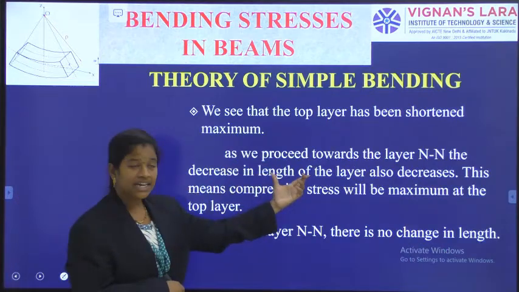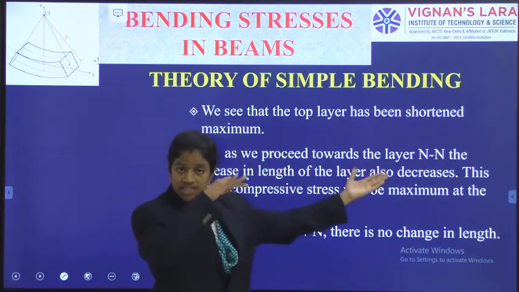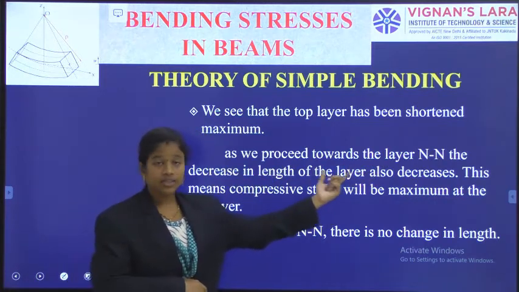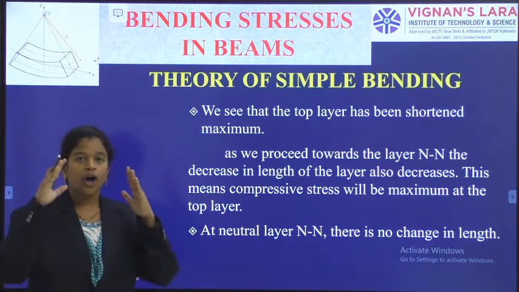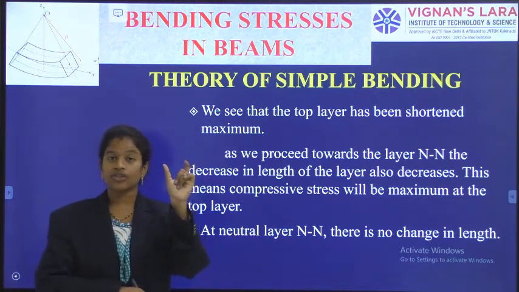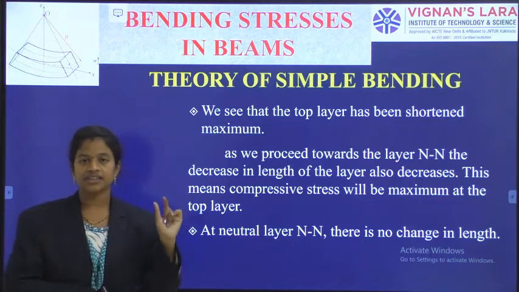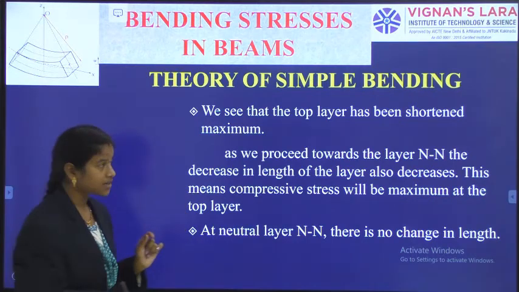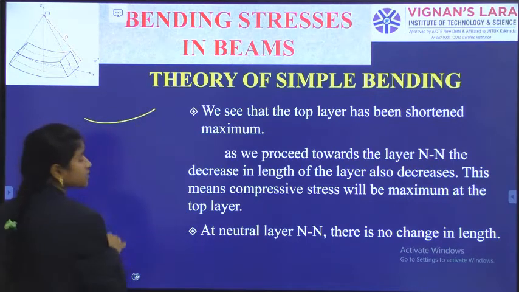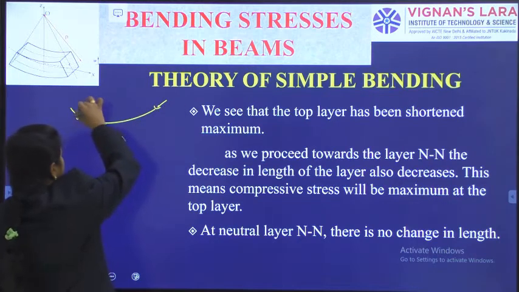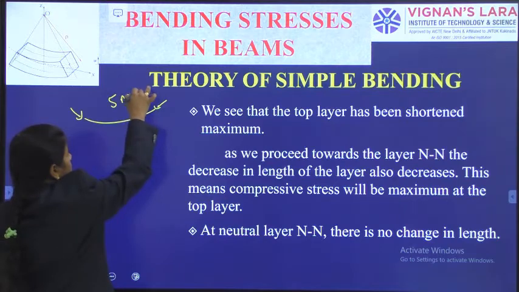As we proceed towards the neutral layer, NN, the decrease in the length of the layer also decreases. At the top, I am having a reduction in the length of 5 mm. Maybe after some time 4 mm length decrease, 3 mm, 2 mm, 1 mm length decrease. So this was at the top. It has reduced by a length of 5 mm maybe.